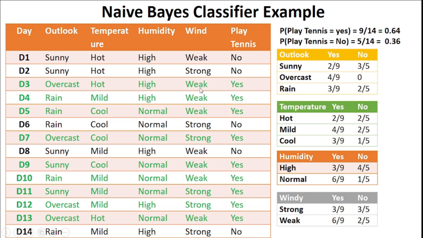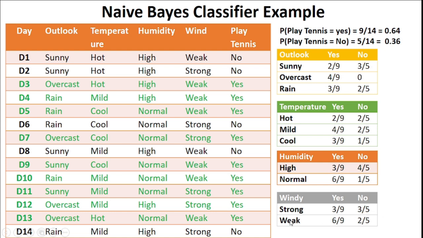In strong, you can see the total count is 6. Out of that 6, 3 say yes, and the days are D7, D11 and D12. And no is 3 divided by 5.